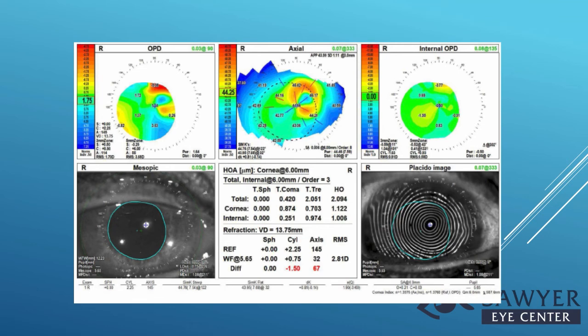If you look below, the thing that says REF is her autorefraction during photopic conditions, during daylight conditions, and the WF at 5.65 is her wavefront refraction in night conditions. And you can see the cylinder is greatly different between those two, and actually her cylinder on that wavefront refraction was greatly different than our dark manual refraction we did in clinic, which showed 4.75 diopters of astigmatism.